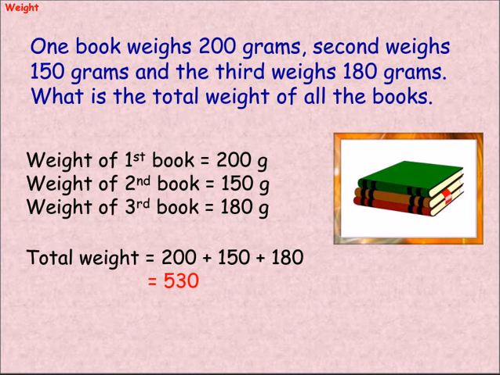One book weighs 200 grams, the second weighs 150 grams, and the third weighs 180 grams. What is the total weight of all the books? Weight of first book equals 200 g. Weight of second book equals 150 g. Weight of third book equals 180 g. Total weight equals 200 plus 150 plus 180 equals 530 grams.